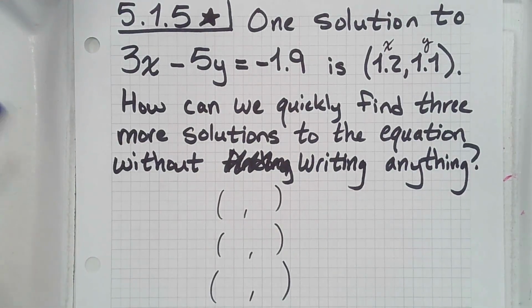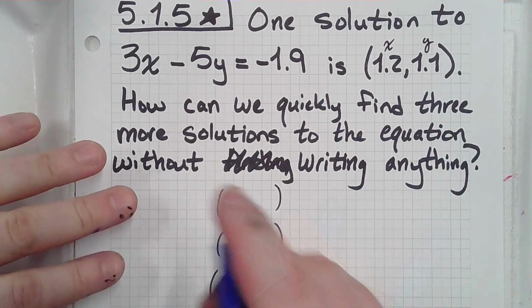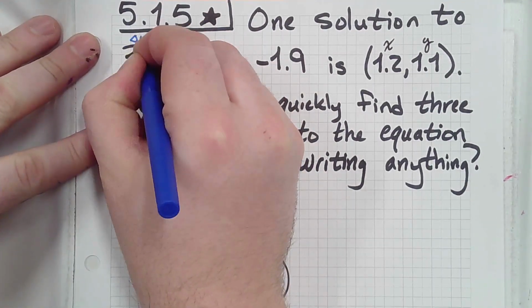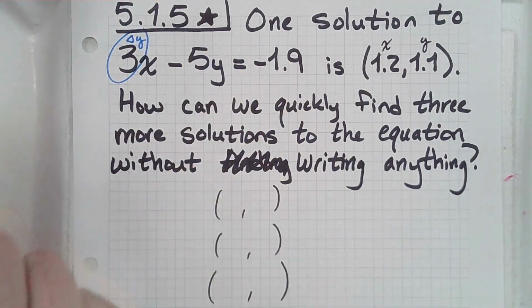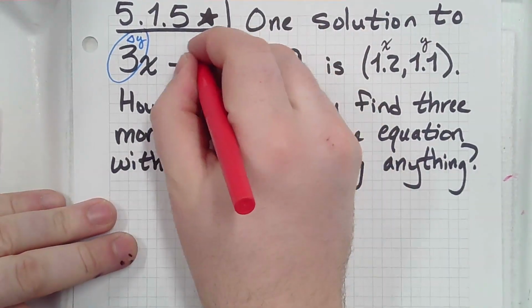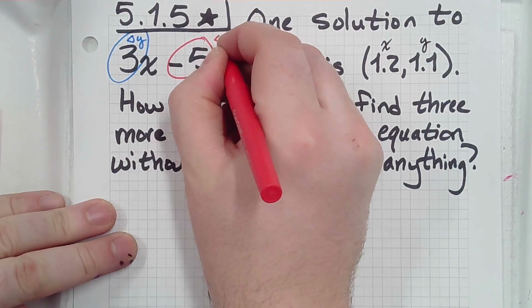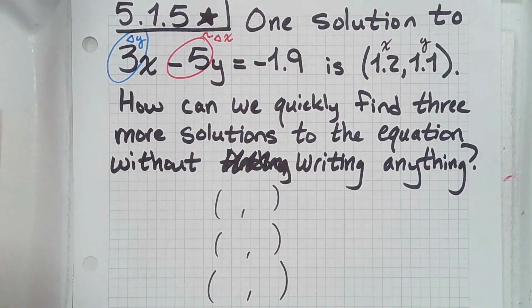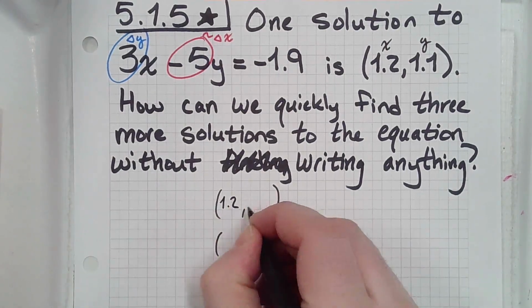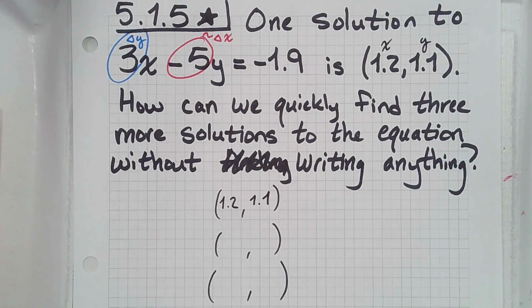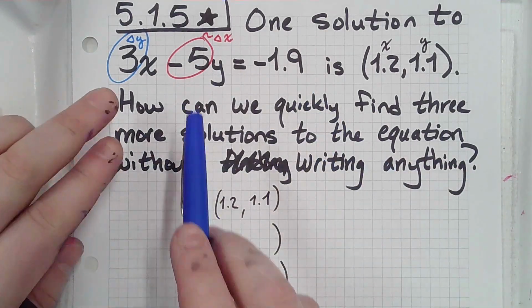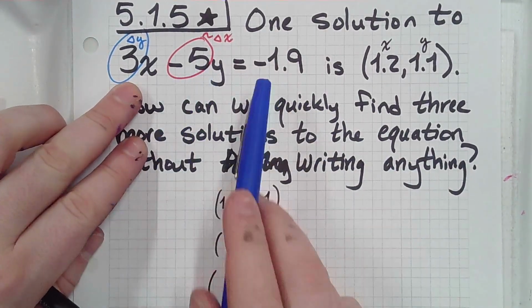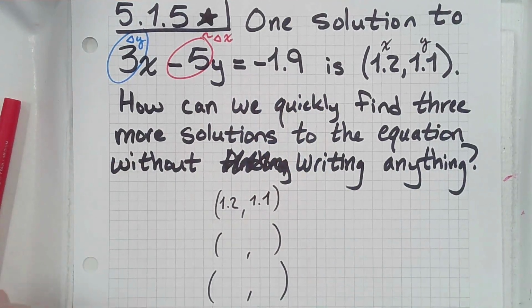Well, as we said earlier, instead of P and Q, this is going to be our delta Y. And this is sort of going to be our delta X, right? It's going to be the opposite of delta X because we have to change one of the signs. So if we know that one of our answers is 1.2, 1.1, we can quickly apply this to find more answers without having to do any work to figure out a multiple of 3 and a multiple of 5 that are separated by -1.9, right? That sounds kind of gross.